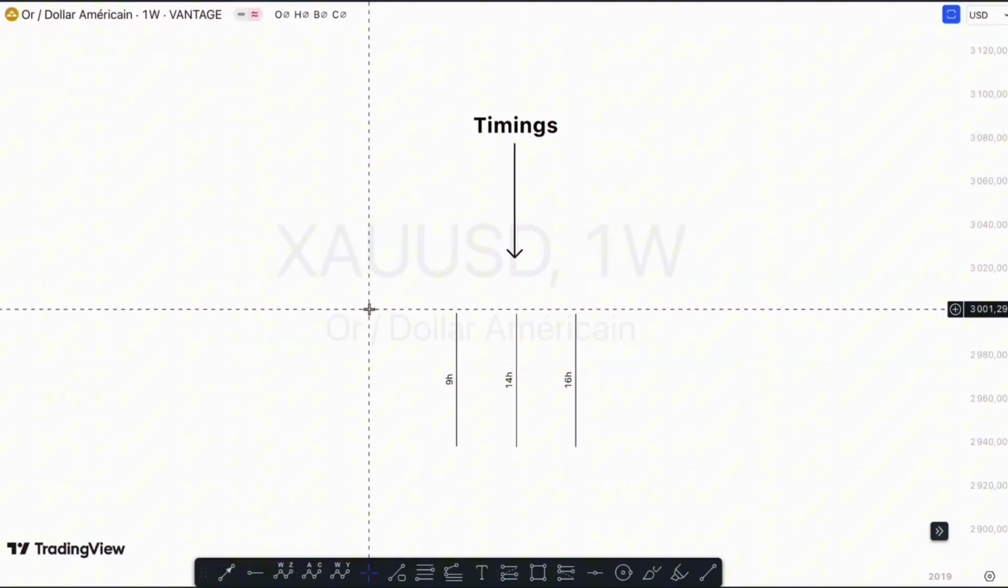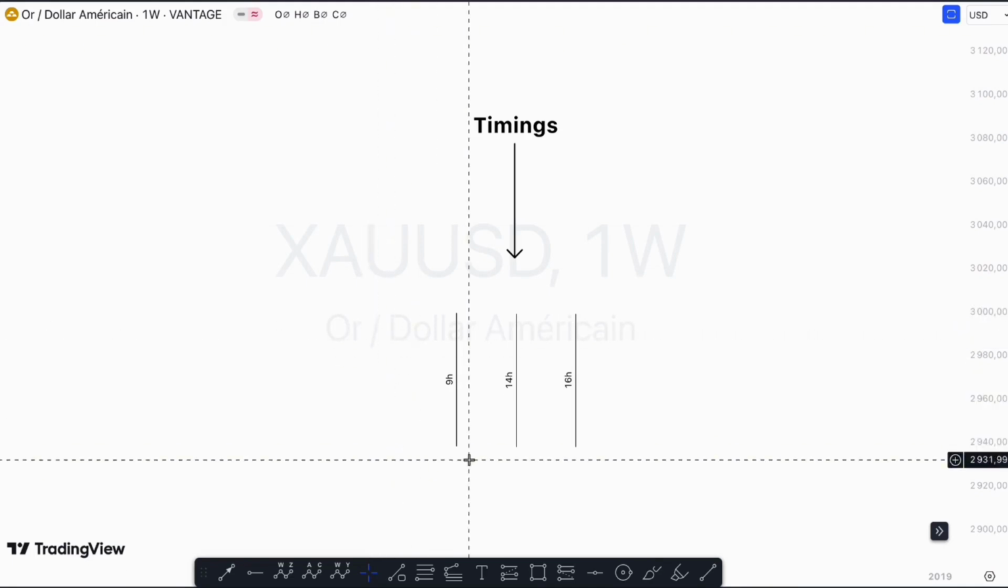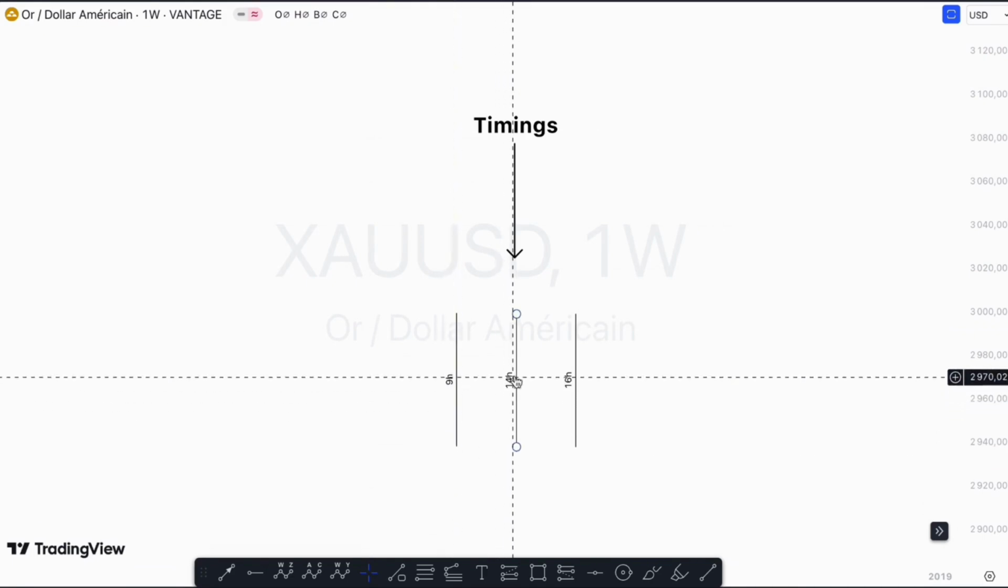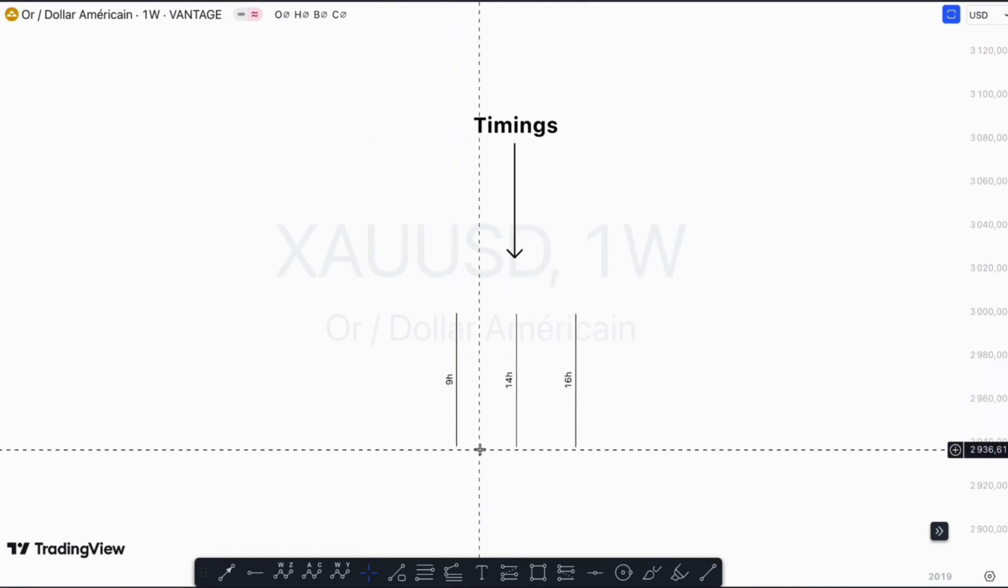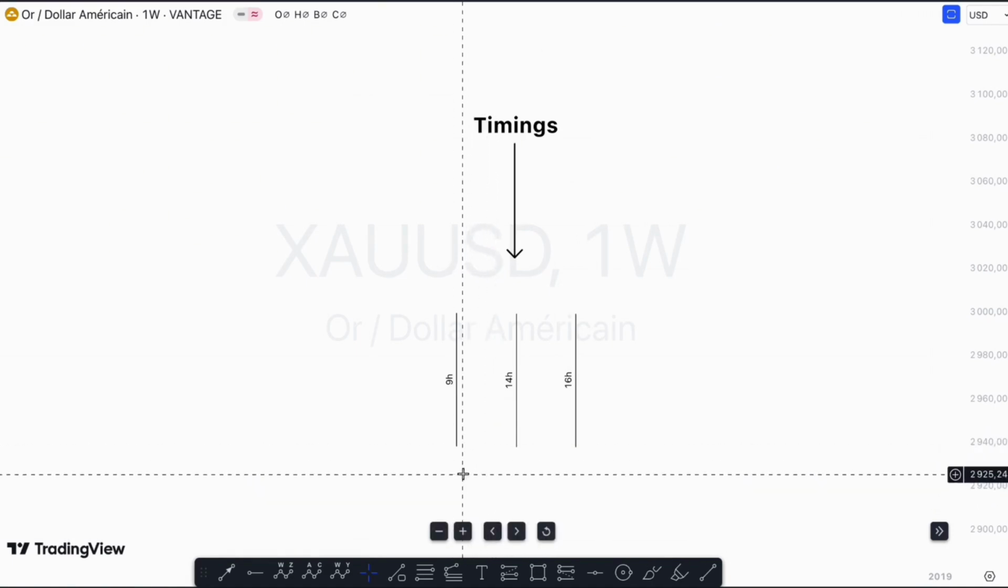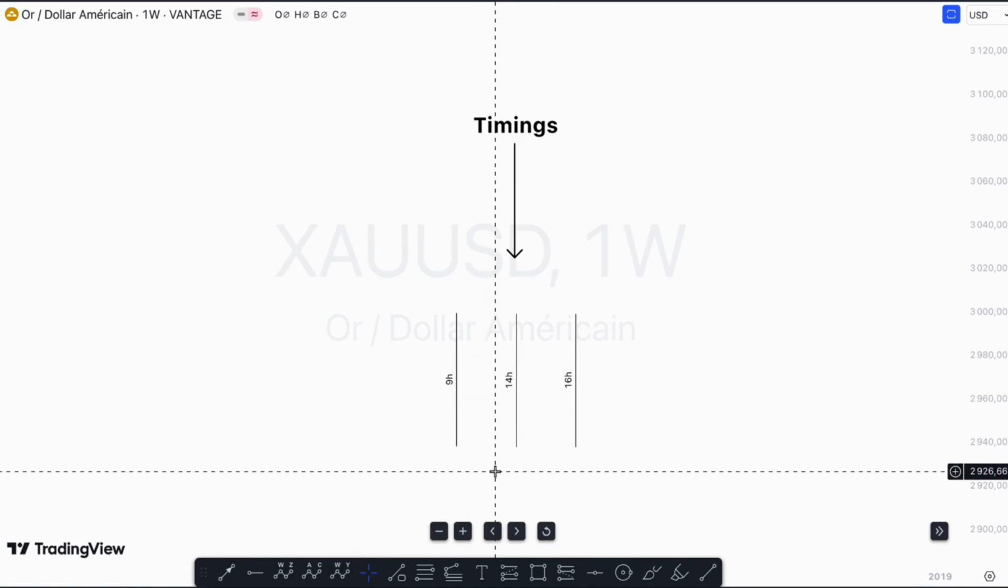Here we are ready for the last rule, which is the timings, and these timings are simply very important to respect. The timings we will respect are the opening of London, the opening of New York, and the closing of London. These are the 3 timings you will be able to observe throughout the day. Once you have adhered to these 3 timings, you will simply be able to filter out the majority of losing trades and find the winning trades thanks to these timing sections.